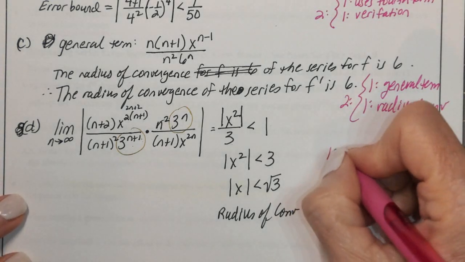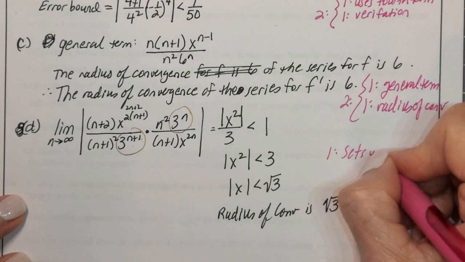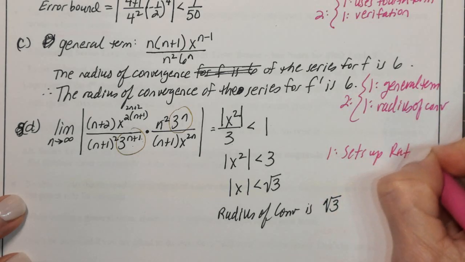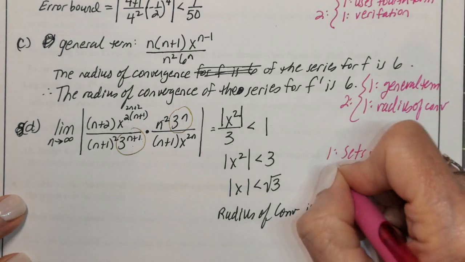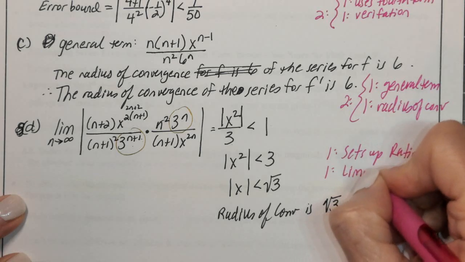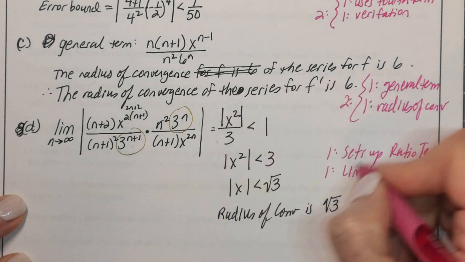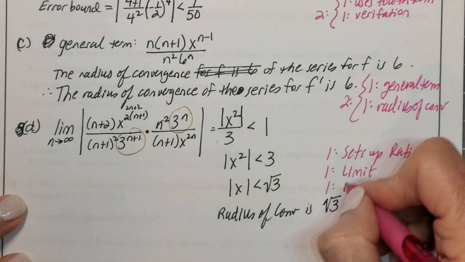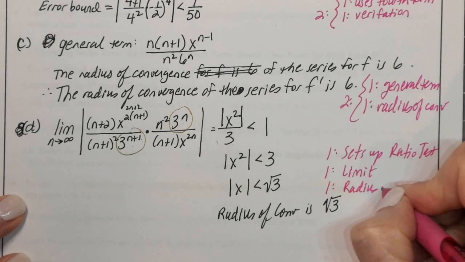3 points. 1 point for setting up the ratio test. 1 point for finding the limit, the correct limit. And 1 point for your answer, the radius of convergence.